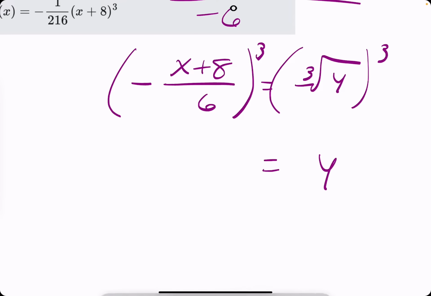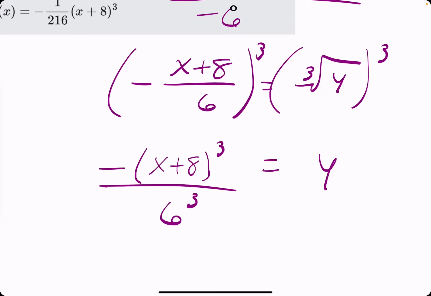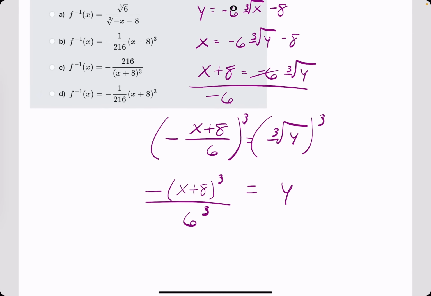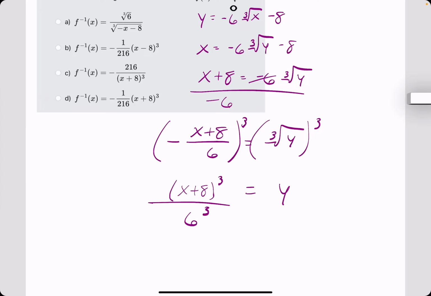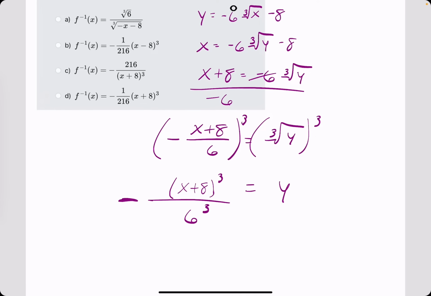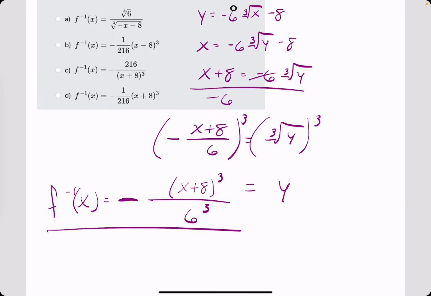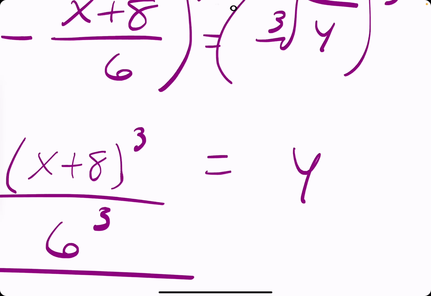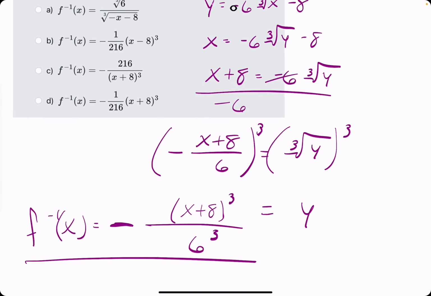All right, so we have a negative. We have x plus 8 being cubed. And what I'm going to do is just distribute. I'm going to distribute the cube to the numerator and denominator. So like this. So we have x plus 8 on top cubed and 6 cubed on the bottom with the negative sort of out in front. And this y equals, I don't think I mentioned it in the last problem we just did, but this y that we just solved for is now our inverse function, okay?